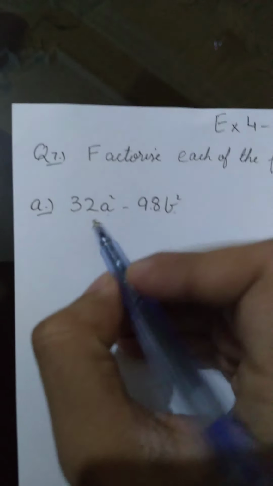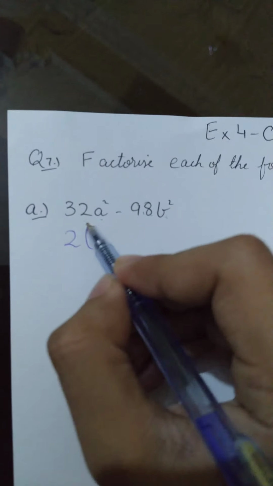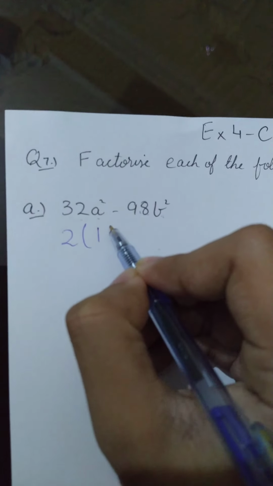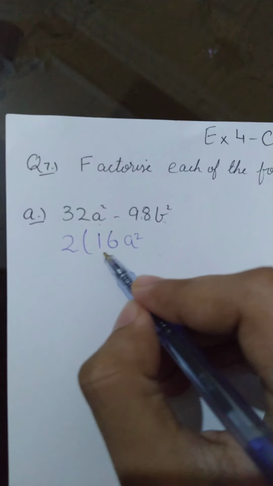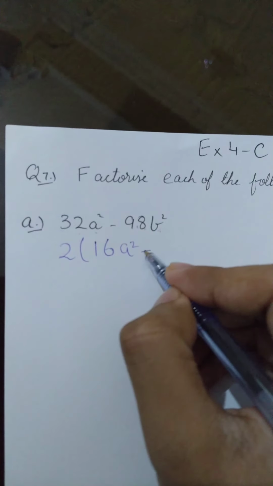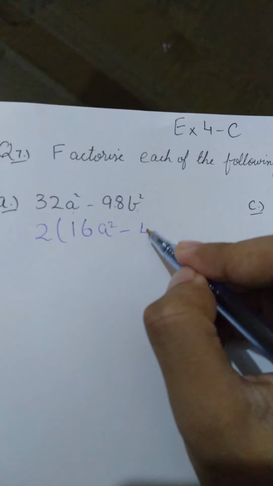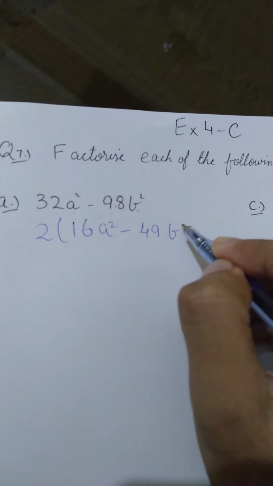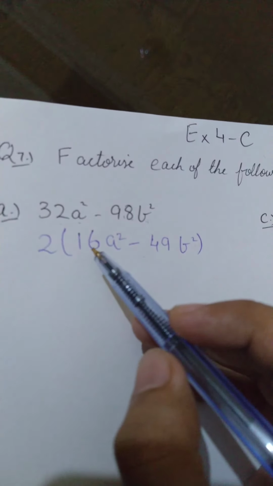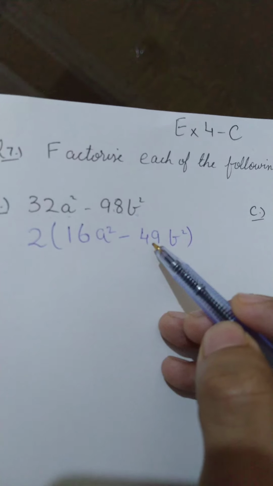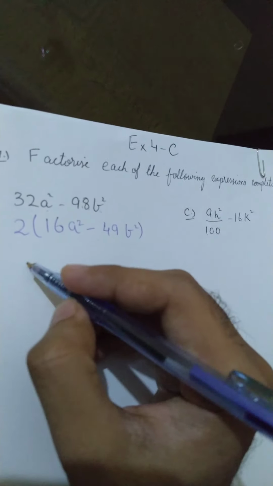So let's see, if I take 2 common here, what is left in the bracket? It will be 2 times which number is 32? 2 times 16 is 32, and a square as it is, as I have taken only 2 common here. Same goes here, 98, this minus is coming here. 2 times which number is 98? 2 times 49 is 98, b square. Now as you can see, it's very easy for me. 16 is the square of 4 and 49 is the square of 7. Very good. So now we can start solving this question the way we did all the previous questions.